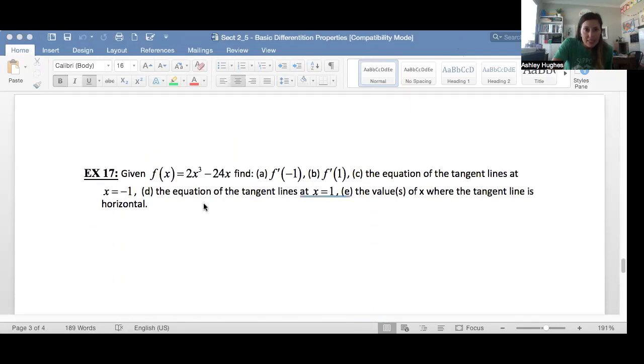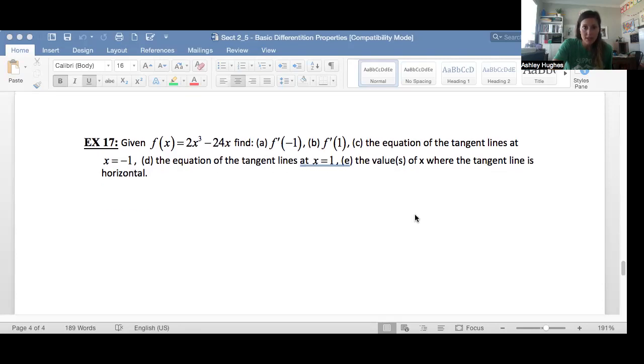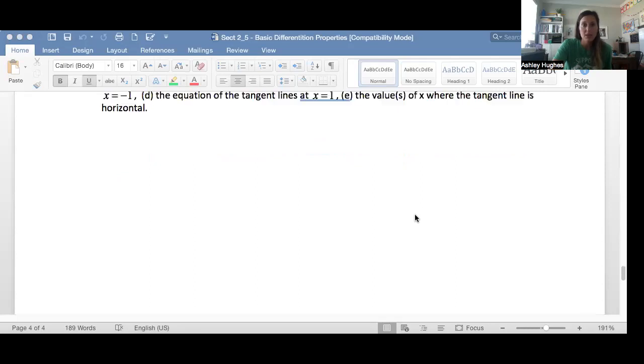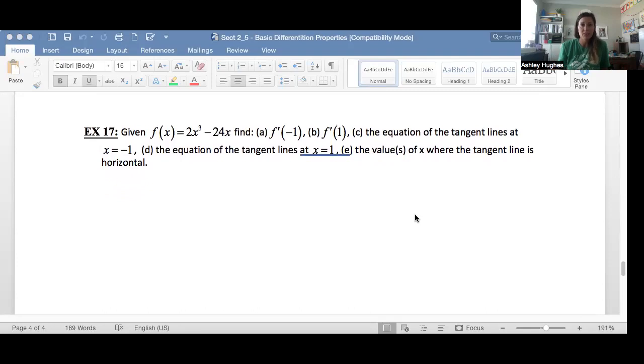Okay, and then let's see. This says we have this function, and then we're supposed to find f prime of negative 1, f prime of 1, and then the equation of the line at negative 1, equation at 1, and where the values are horizontal. Okay, this is our last one. Now this seems like a lot. Let's break it down. First, we just need to find f prime.